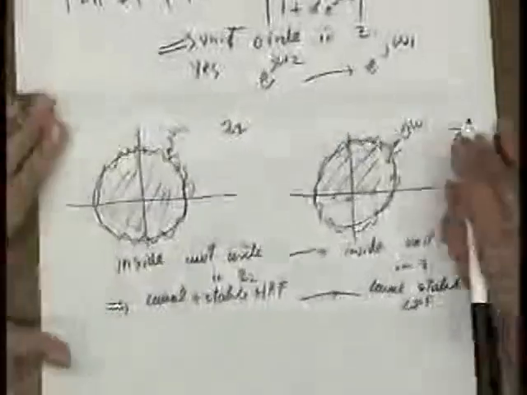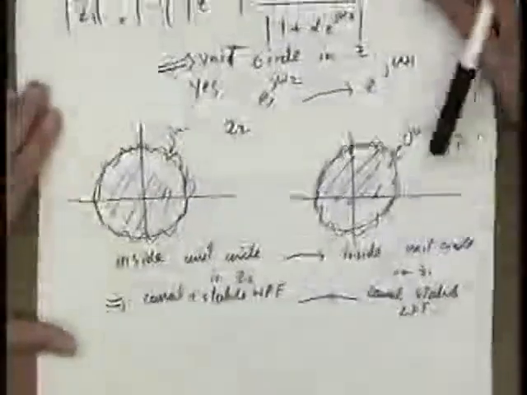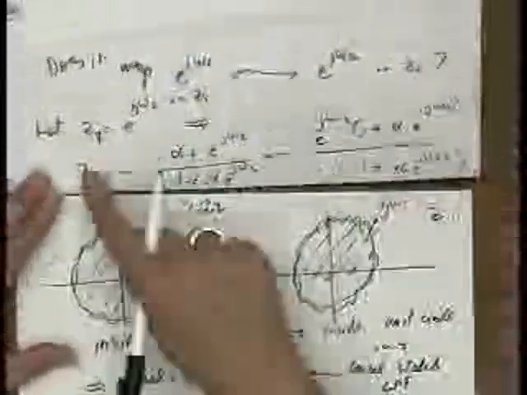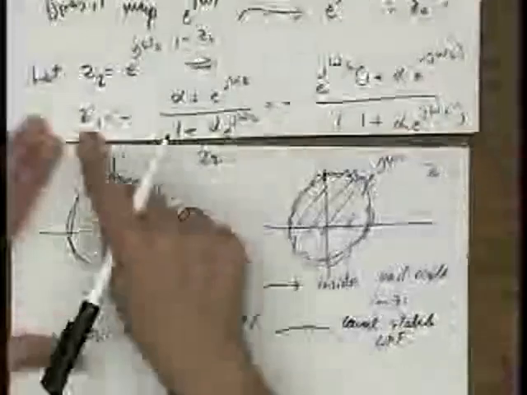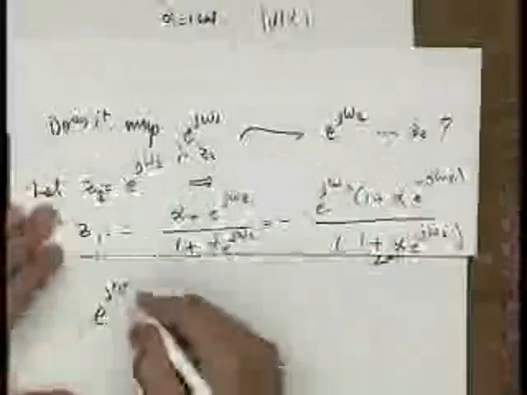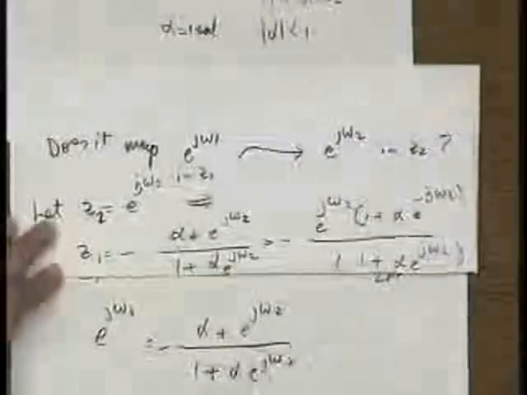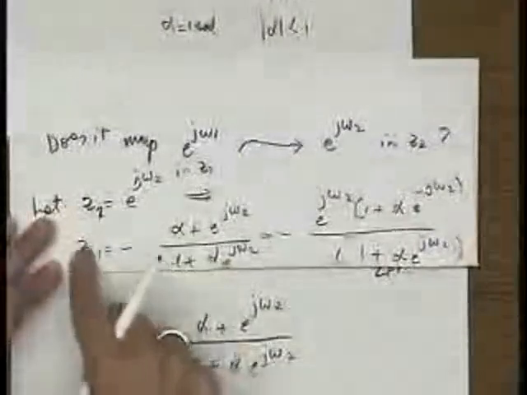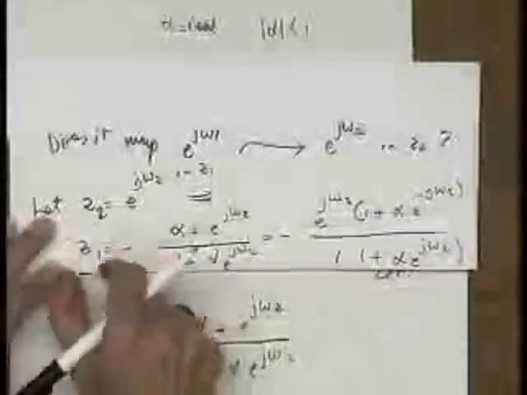And the precise mapping then is what? Coming back up here, the precise mapping is nothing but this. Because we showed the magnitude of Z1 here is equal to 1, the precise mapping is e to the j omega 1 is equal to minus alpha plus e to the j omega 2 over 1 plus alpha e to the j omega 2. So that's the precise mapping between little omega 1 and little omega 2. All I do is replace this Z1 with e to the j omega 1. Why? Because I showed the magnitude of this thing is just 1.